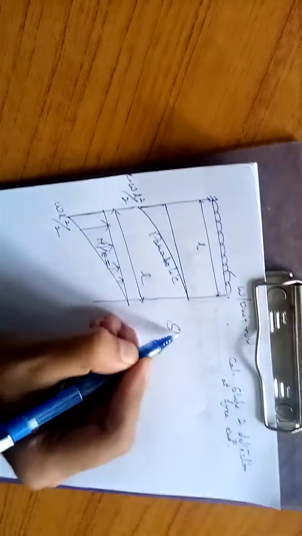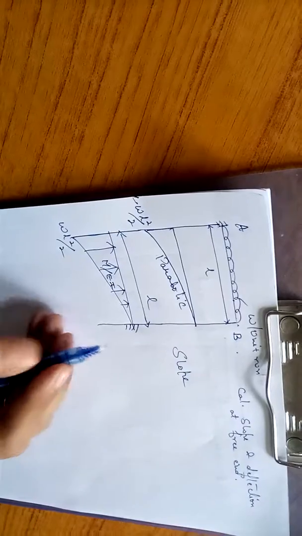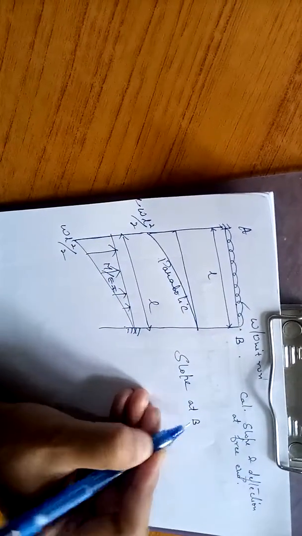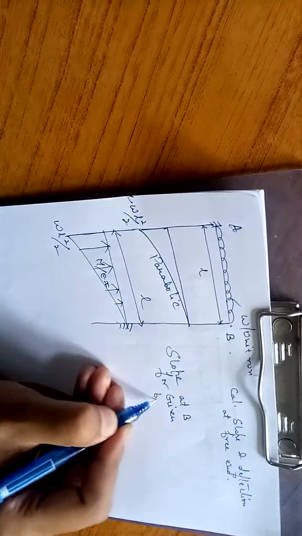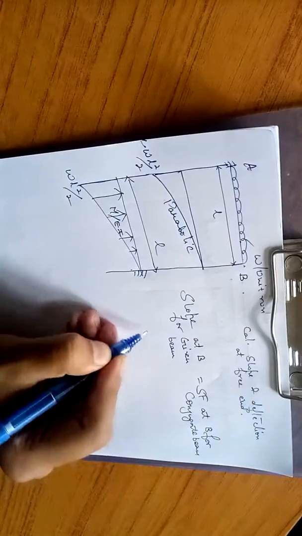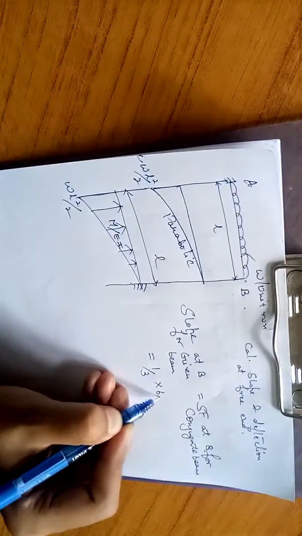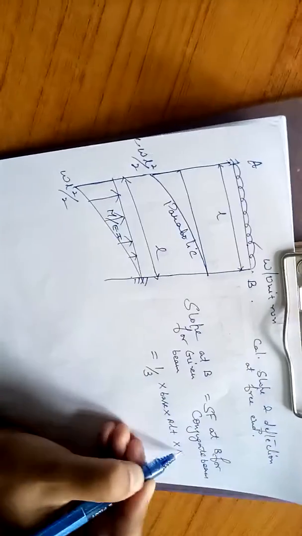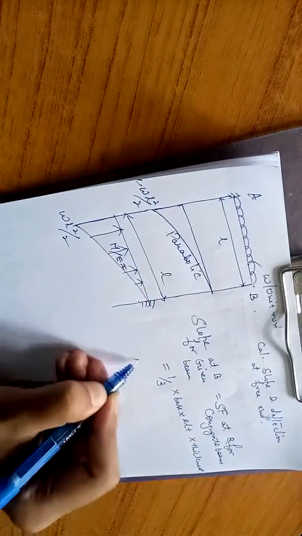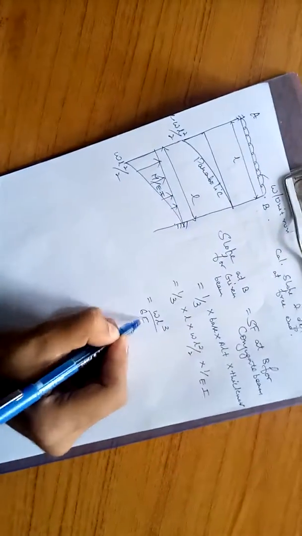So we will find the slope. If we name the ends A and B, in case of the conjugate beam this end becomes the fixed end. So slope at B for the given beam is equal to shear force at B for the conjugate beam, which is equal to the area of the inverted parabola. We know the area of an inverted parabola is 1 by 3 into base into altitude into thickness, which is 1 by 3, base L, altitude WL square upon 2, and thickness 1 upon EI, which is equal to WL cube upon 6EI.